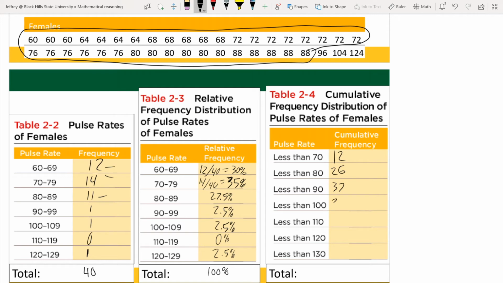Adding one more to that, we have 38 pulse rates less than 100, and then another, so then we have 39 for less than 110. We don't have any more that are between 110 and 120. And then finally, all 40 pulse rates are less than 130. I will admit that the total doesn't really make sense in this case, although if they do want a total I guess it'd just be the 40 pulse rates.